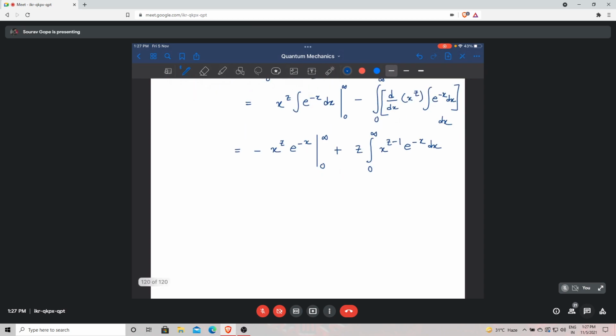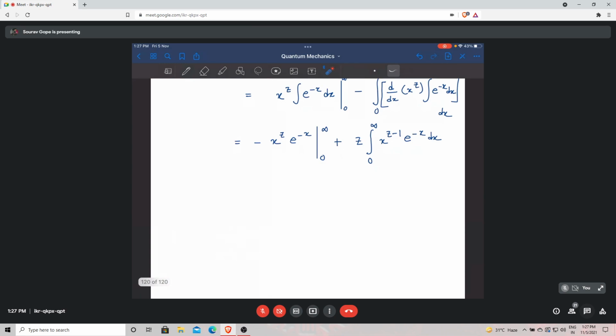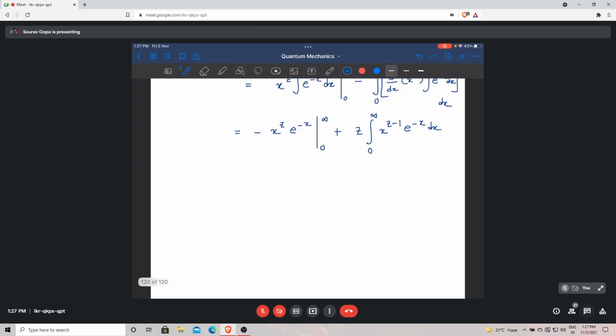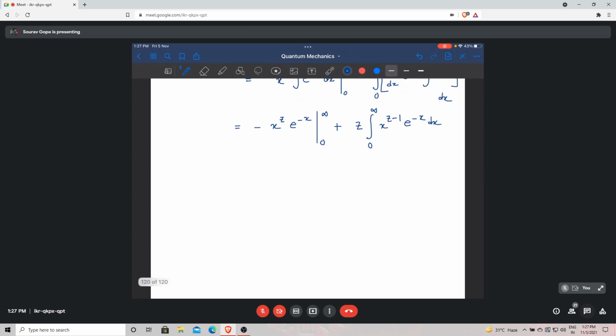dx. Okay, so now what happens is that, see, at x equal to 0, this function vanishes, because x is equal to 0 and x is sitting here, this will make the function 0. But what happens at x equal to infinity, right? Now you see, this is a trick here. You know that the function is x to the power z e to the power of minus x.